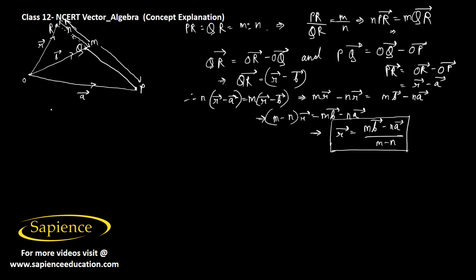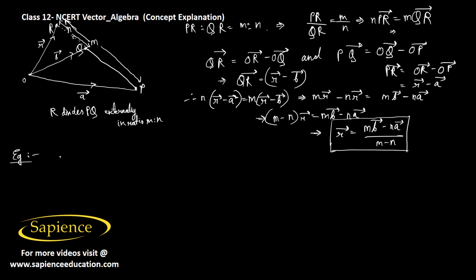So here the point R divides the line segment PQ externally in the ratio m:n. We can understand this by using one solved example.